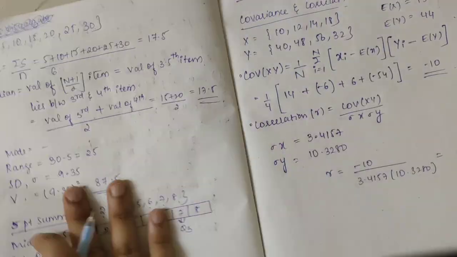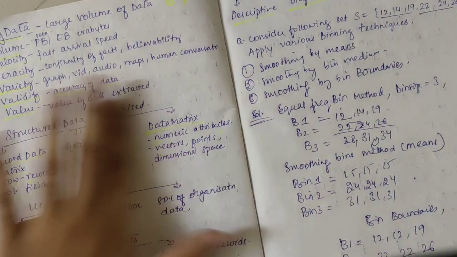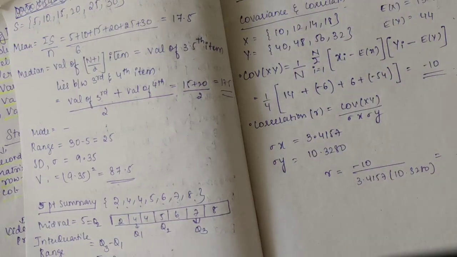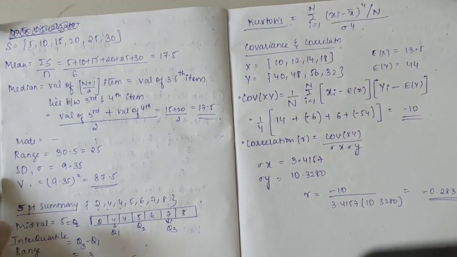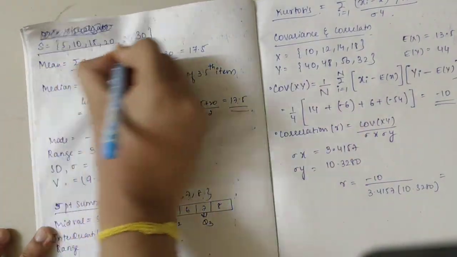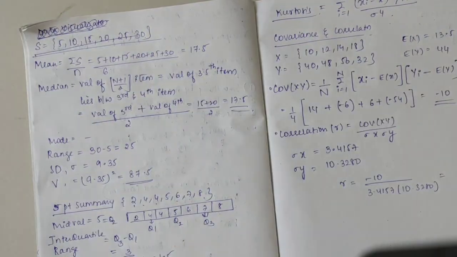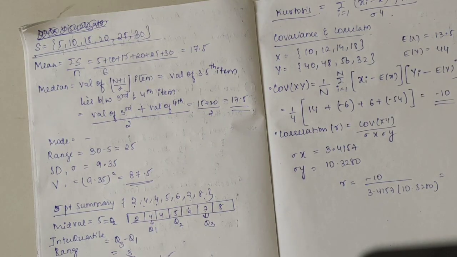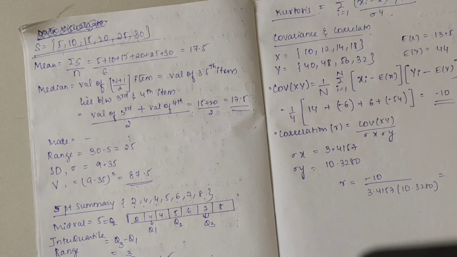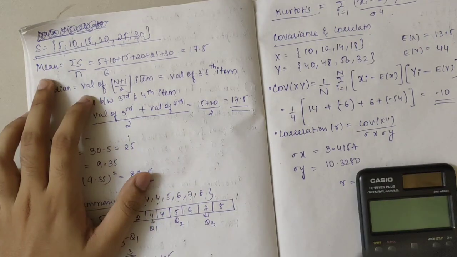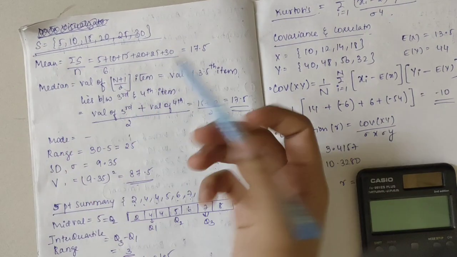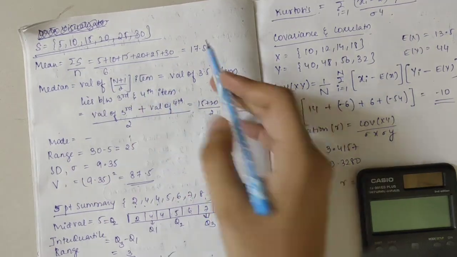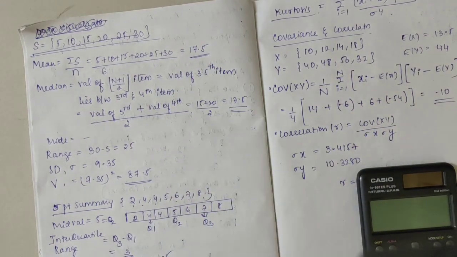So from here on, this is the end of the theory topic. Now we have only the problems here in the second module. The first one we have is a set of data, the values are given here. We need to find mean, median, mode, range, standard deviation and the variance. In order to find the mean, I hope it is very easy: sum of all these divided by the number of values present here. So we get 17.5 directly.